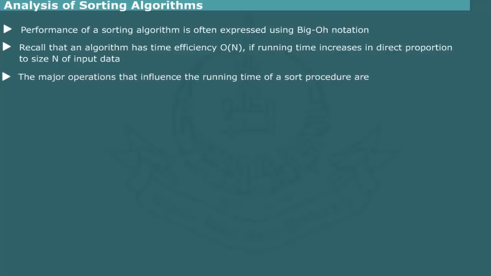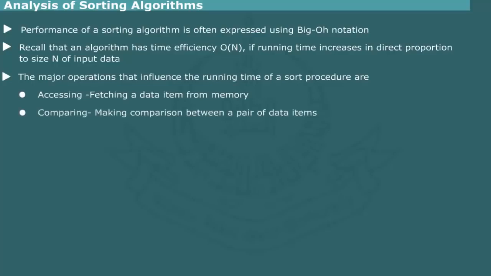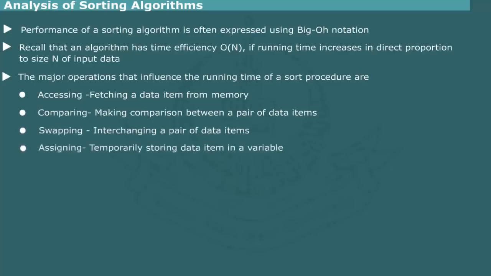In general, sorting involves the following operations: accessing, fetching a data item from memory; comparing, making comparisons between a pair of data items; swapping, interchanging pair of data items; assigning, storing data item in a variable. In some cases, assignment can be a part of the swapping operation. The comparing and swapping are the most time-consuming operations and normally considered in the analysis.